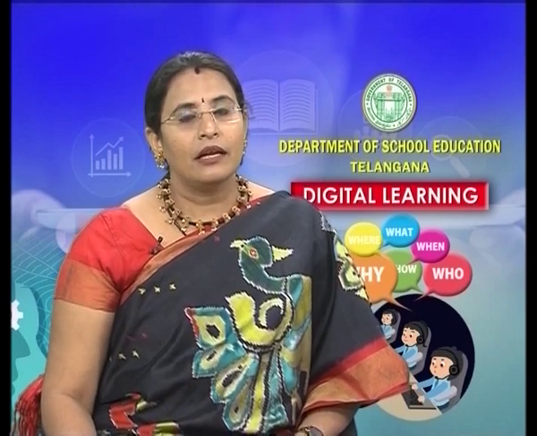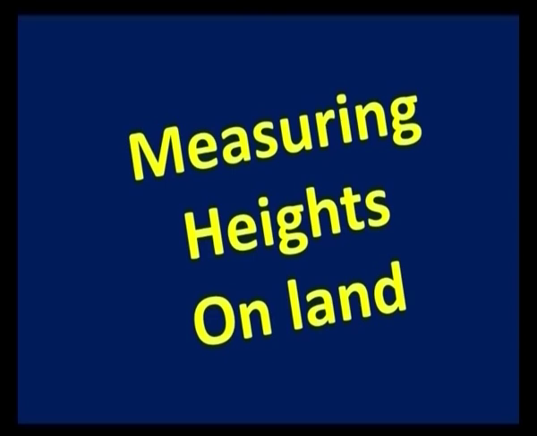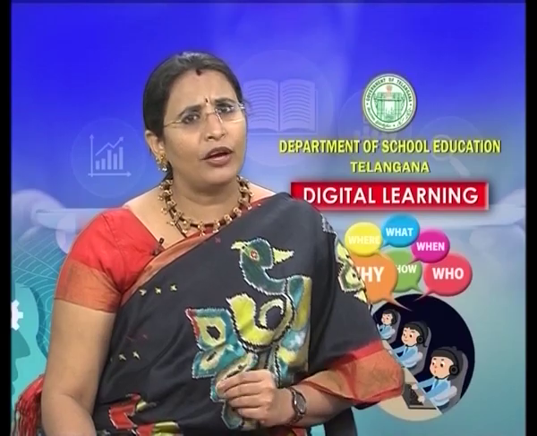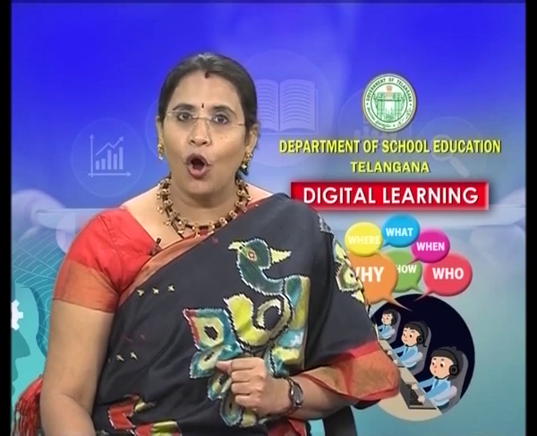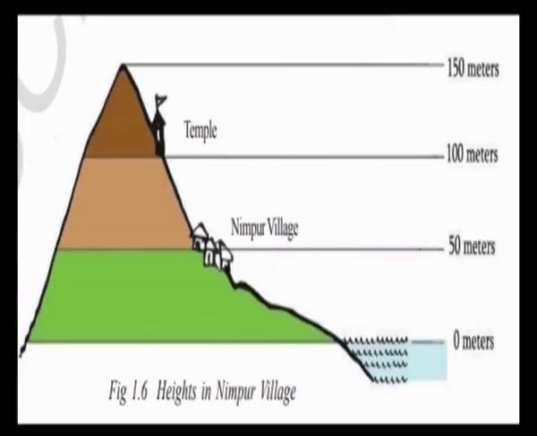Here children, when you are measuring the height of a land, you must be wondering why you have to measure it from the sea level. Because all the seas in the world are connected with each other. That's the reason whenever you are measuring the height of a land, you have to refer to the sea level.